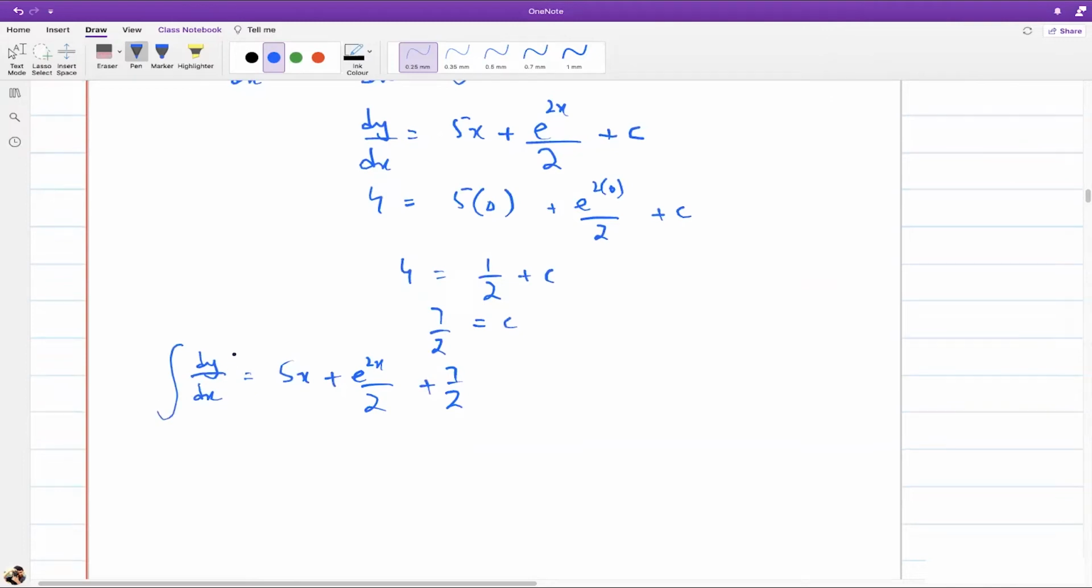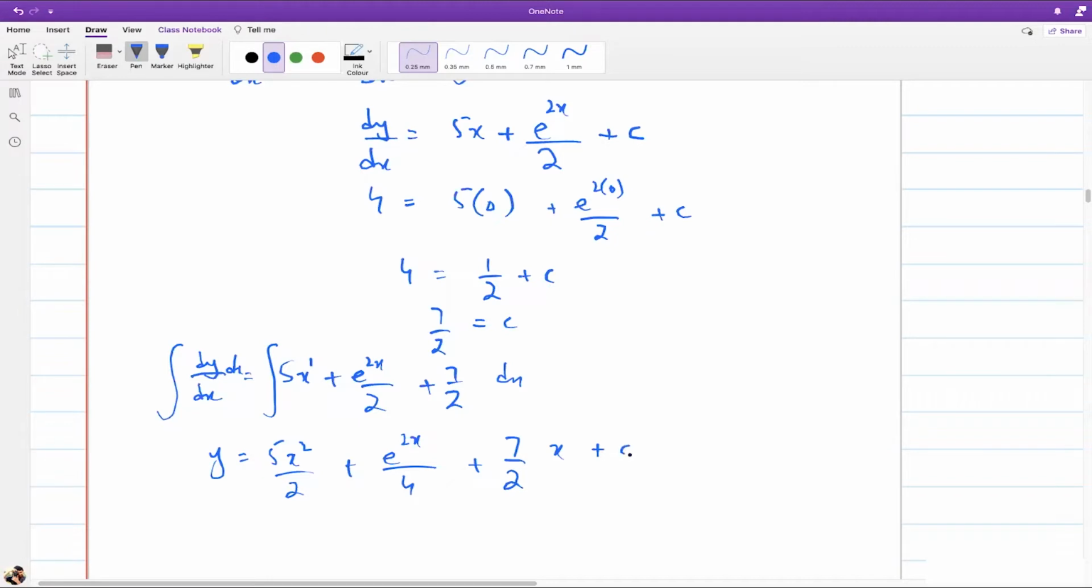So I'll take integration again. I'll integrate it again because I want to find y. So y comes out to be 5x squared over 2 plus e power 2x over 4 plus 7 over 2 x. Why am I doing this? Because this is x with power 1, so 1 plus 1 is 2, divide by 2. Similarly, this one is e power 2x over 2. The derivative of e power 2x is 2. I have to divide by that, so 2 times 2 is 4. Similarly, here x power is 0. We add one to it, so x power becomes 1.